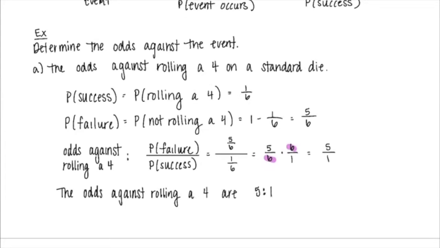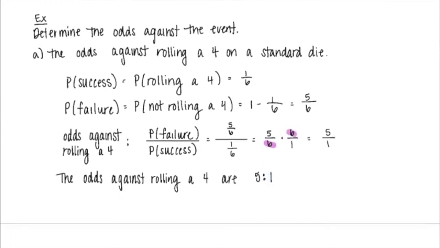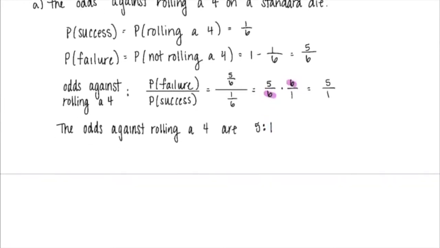So it's stacked in your favor that you're not going to roll a 4. So ultimately, if you're betting that you're not going to roll a 4, you're not going to get as good of a payout as if you bet towards rolling a 4, because the likelihood of that happening is smaller. So let's try one more of these, and then we'll do odds in favor. Let's do the odds against selecting a king from a deck of cards.